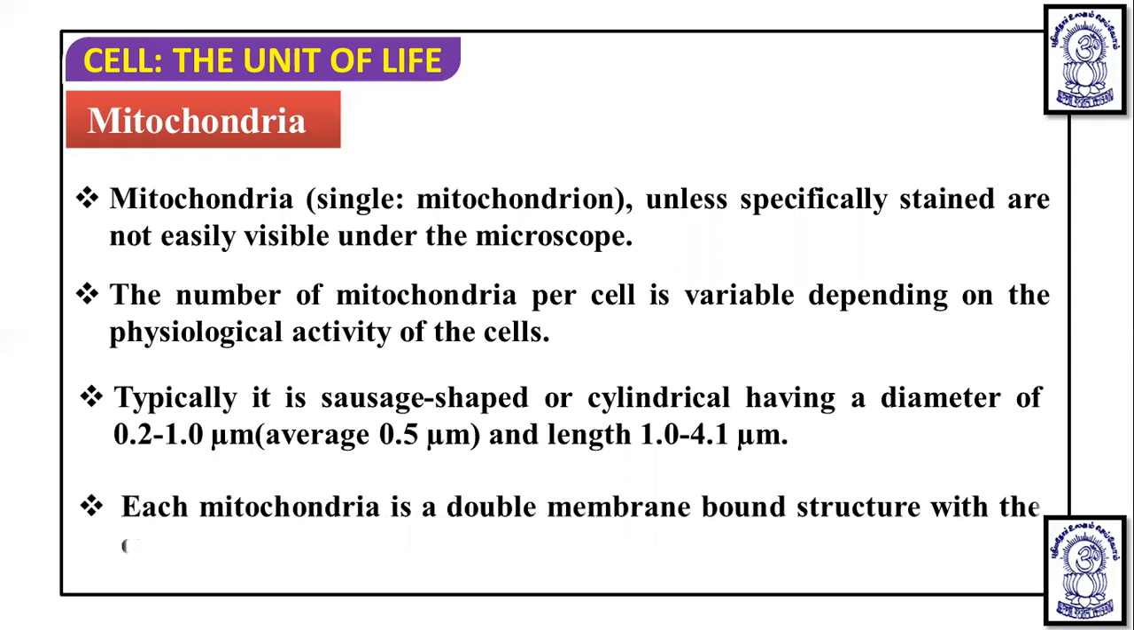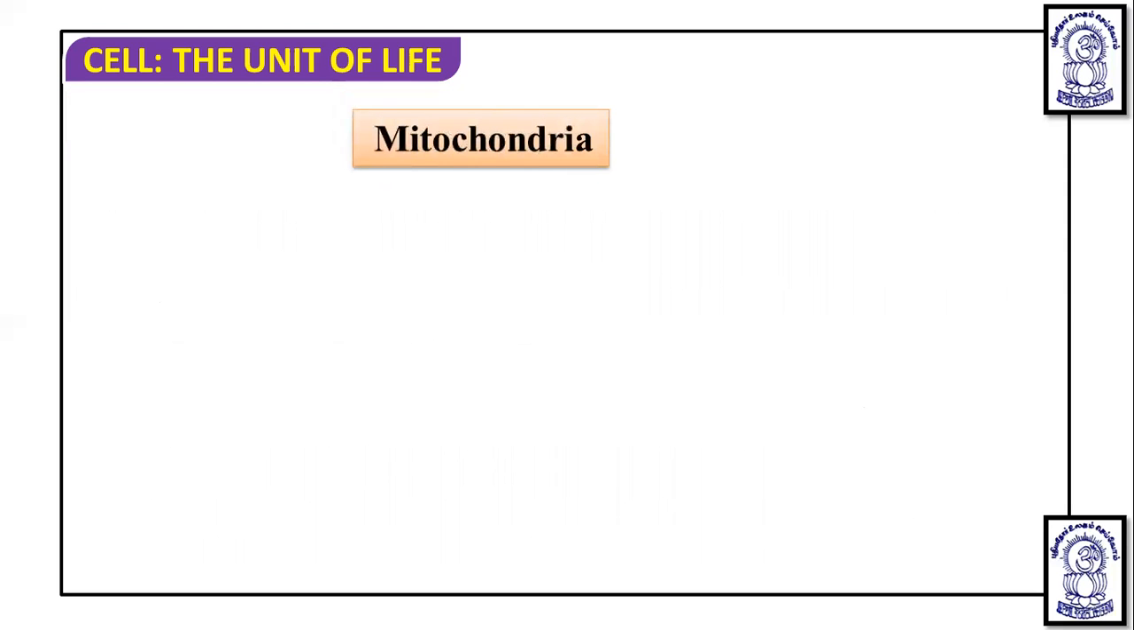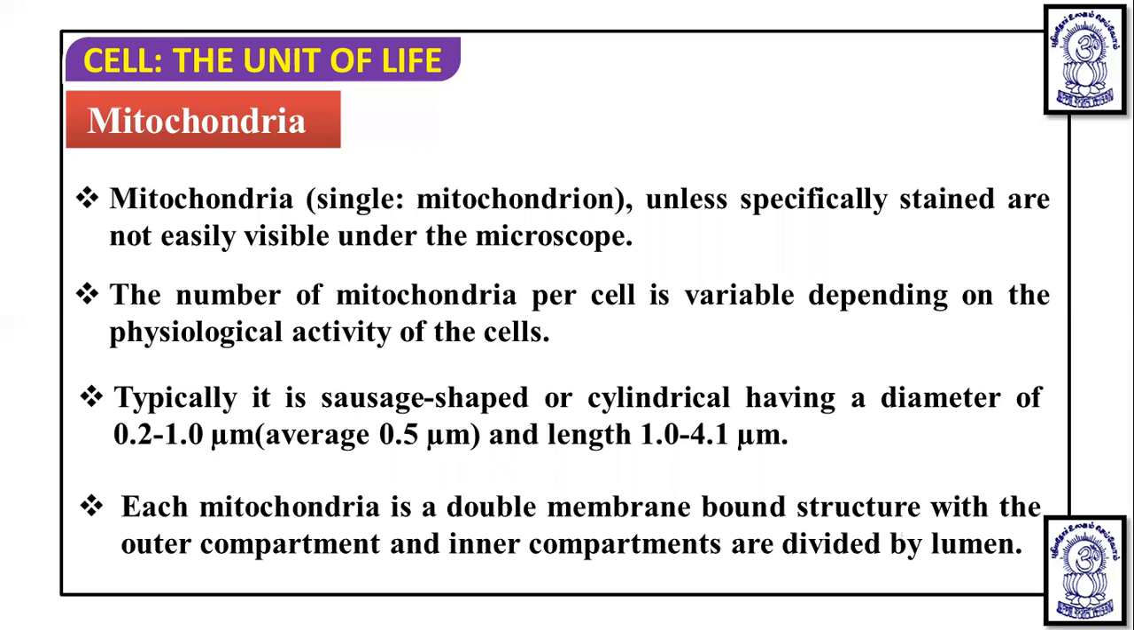And if you see each mitochondrion at the structural level, you will see that it is double membrane bound, with the outer compartment and the inner compartment divided by the lumen. We will discuss what the outer and inner compartments are. But first, let's discuss some more points. We have discussed that the number depends on the physiological activity of the cell.